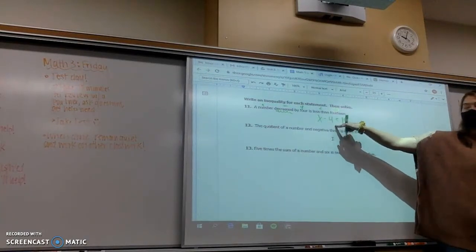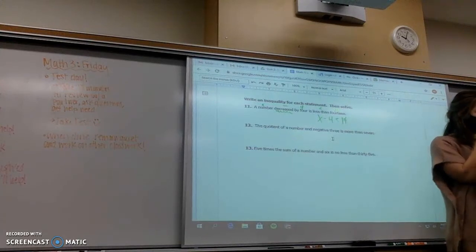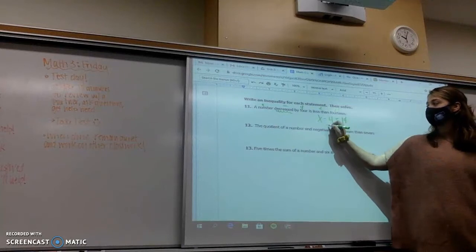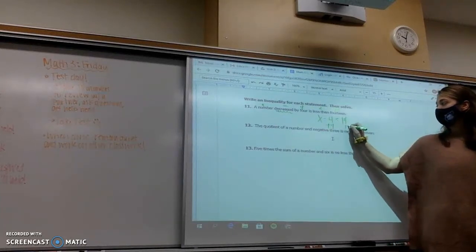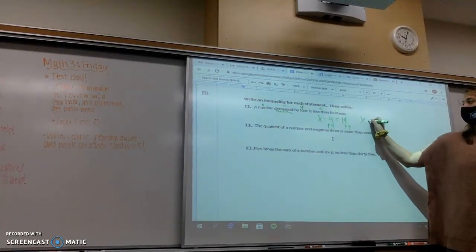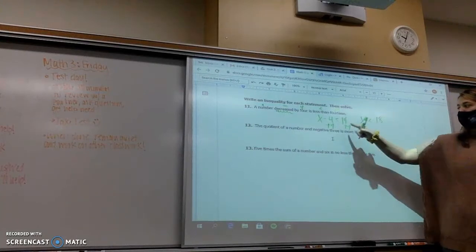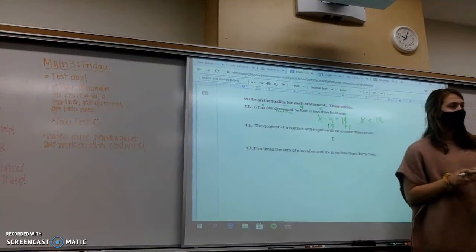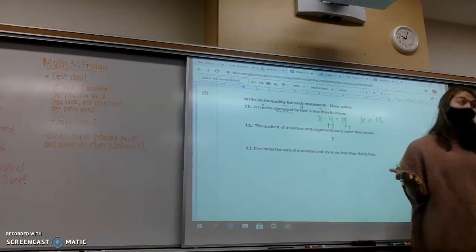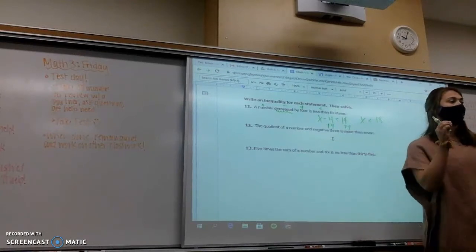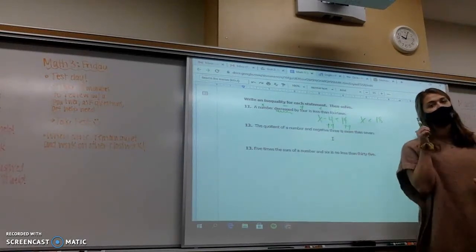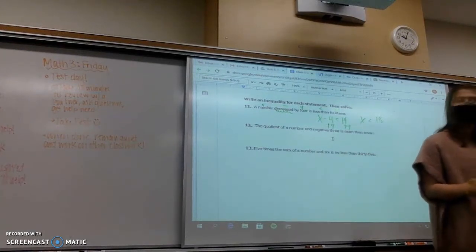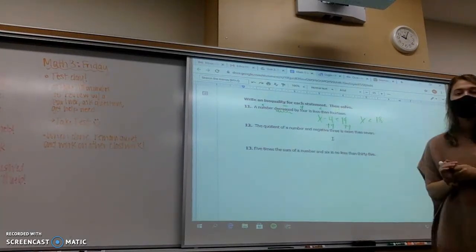Kaya, how do I solve this problem? Plus 4 on both sides, because it's a subtraction problem. Plus 4, I get x is less than 18. Do I have to flip my sign here? Why not, Gabe? Because it's not a negative. We only flip the sign if we're multiplying or dividing by a negative. Okay? I want you guys to do 12 and 13 on your own. Go.